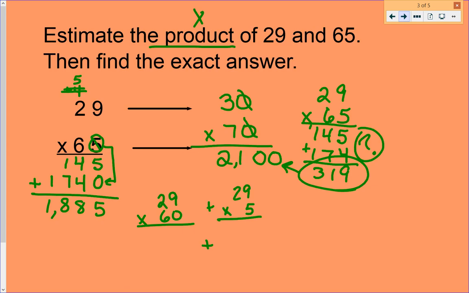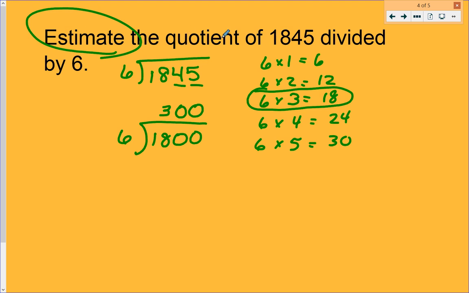And then when we look at finding an exact answer, remember the process here, or you can use break apart down here. And then estimating the quotient, we're going to look at just the first two numbers divided by the number that's knocking at the door. Okay? And then the other numbers just become zeros. Okay? That's our lesson for today.